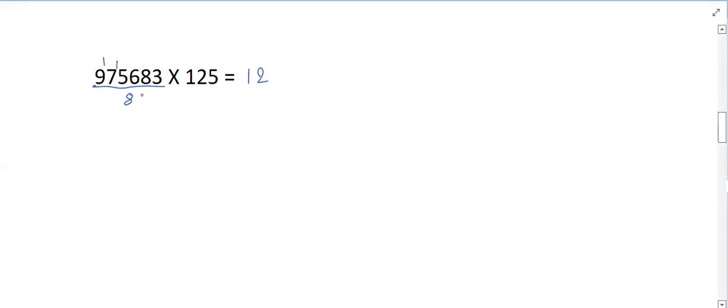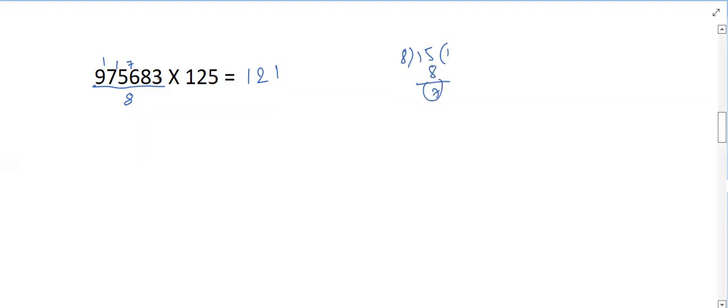Now it is 15. 15 divided by 8 is 1 with remainder 7. How many times? 1 time. It is 8. What is the remainder? Okay, now it is 76.